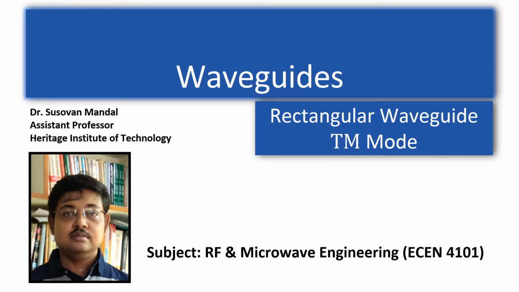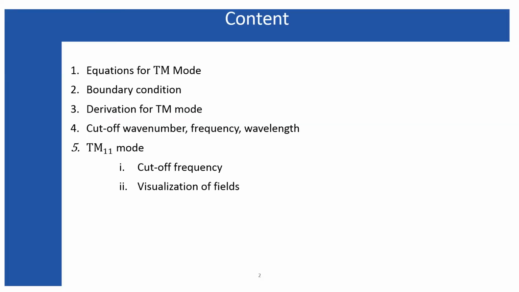TM mode, or the transverse magnetic mode, for rectangular waveguide. Here also, starting from the fundamental equation of TM mode, I will discuss the boundary conditions, then I will derive the equations for the TM mode, and subsequently I will discuss the cutoff wave number corresponding to cutoff frequency and the cutoff wavelength, and then I will discuss the TM11 mode, which is the dominant mode or the fundamental mode for TM mode in rectangular waveguide.